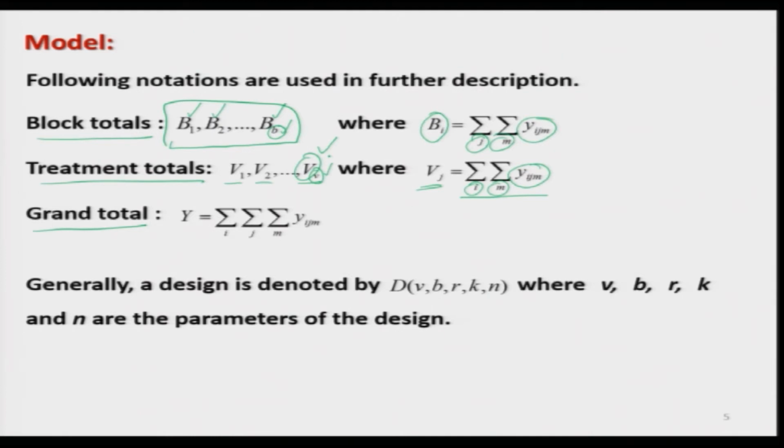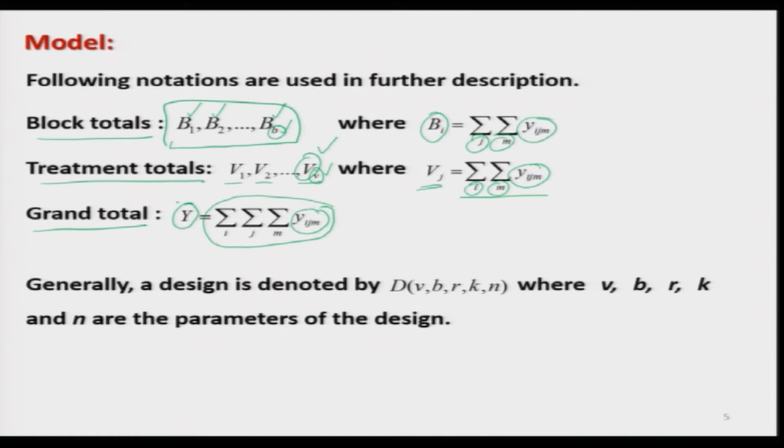So, I am trying to make the symbols as simple as possible, so that you can recall them easily without much problem. Now, the grand total is the sum of all the observations. So, that is simply the triple summation over i, j, m of Yijm, which is indicated by capital Y.